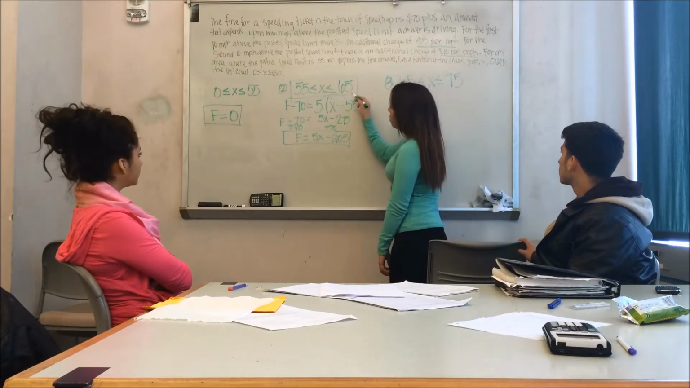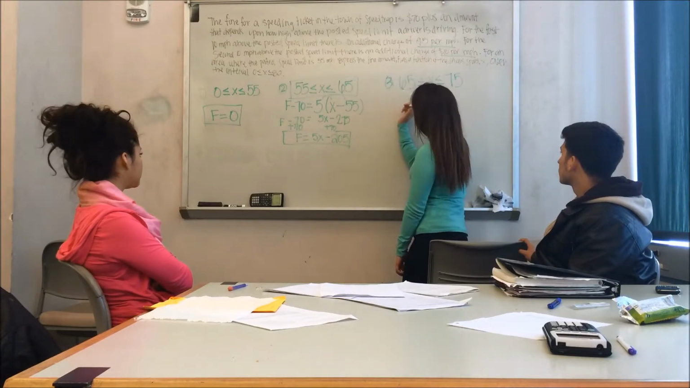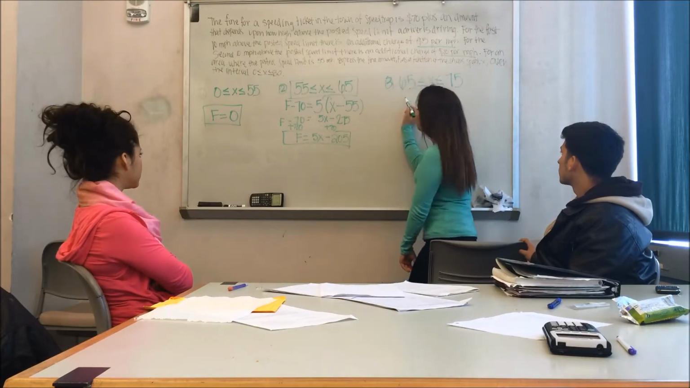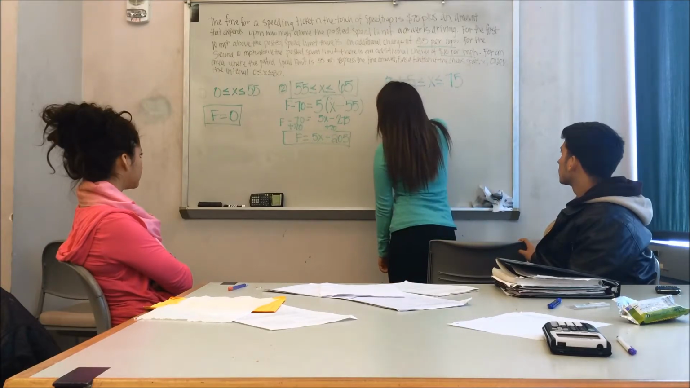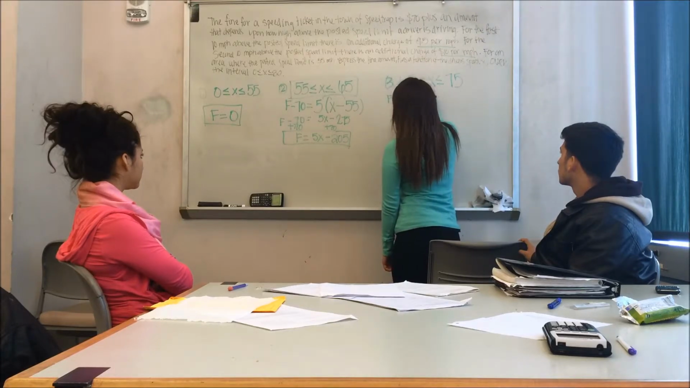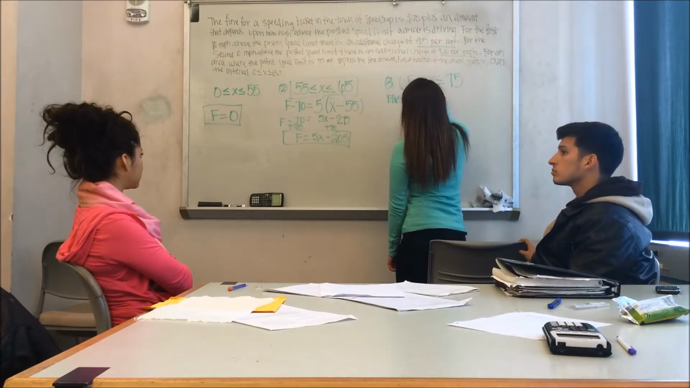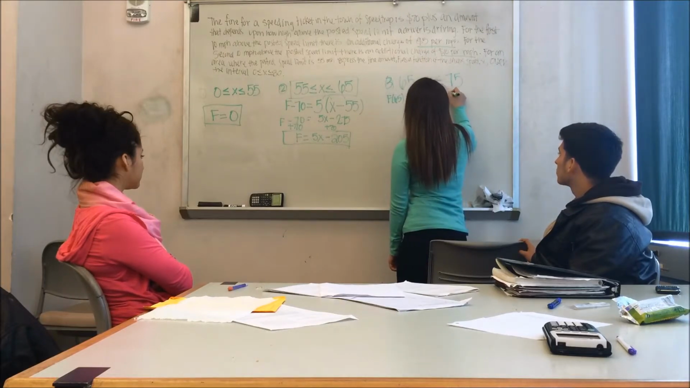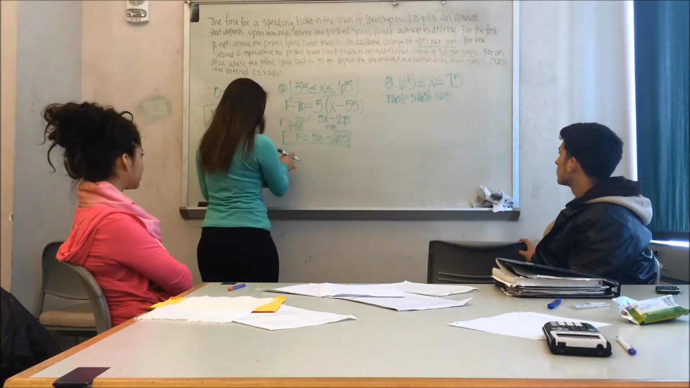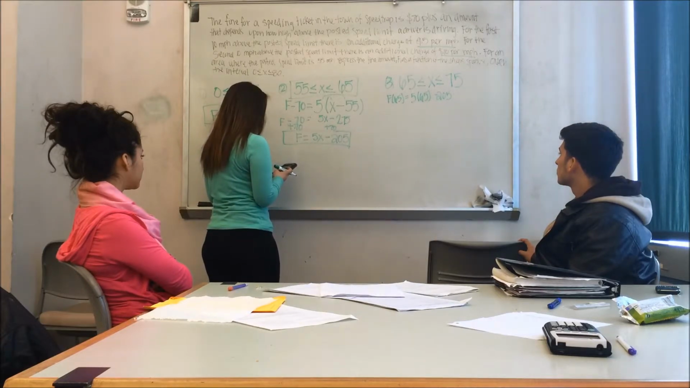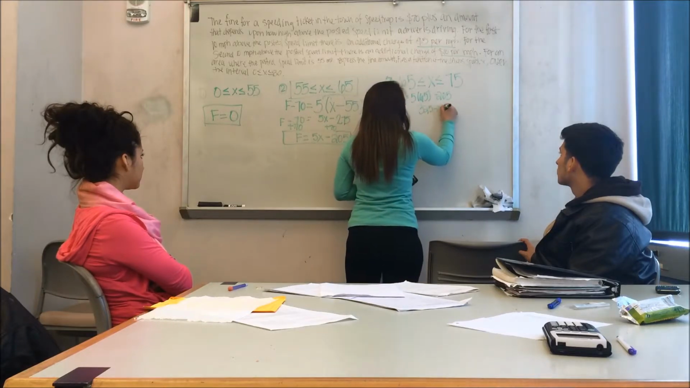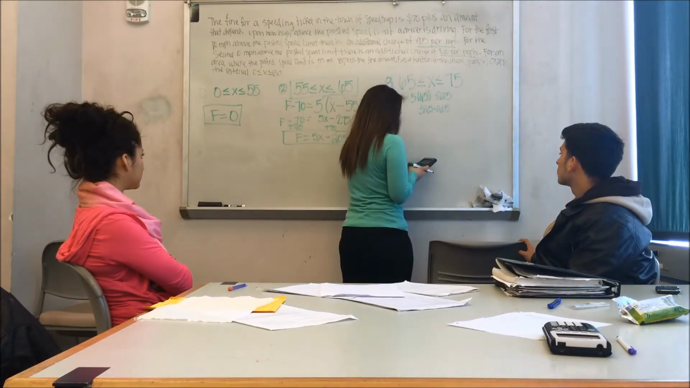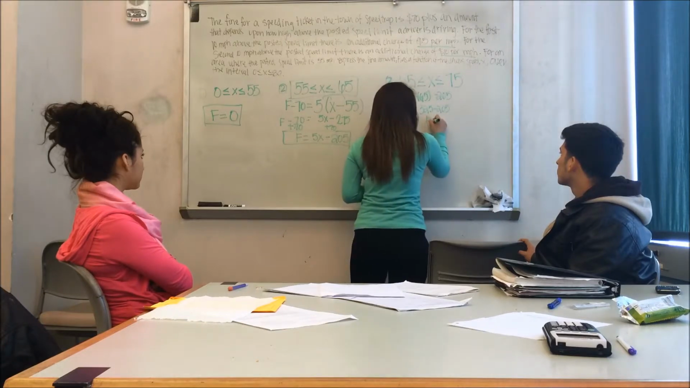Now we know what it's going to be for this one, for when you get to 65. So now we're going to plug this 65 into this equation. So let's say f of 65 equals 5 times 65 minus 205. And when you do 5 times 65, you get 325 minus 205, which gives you 120.